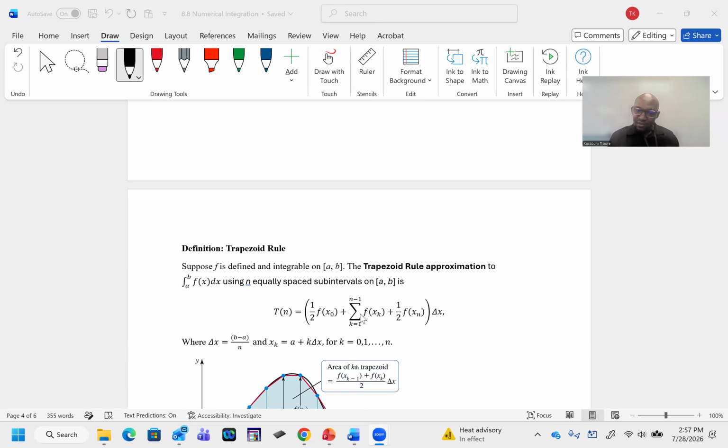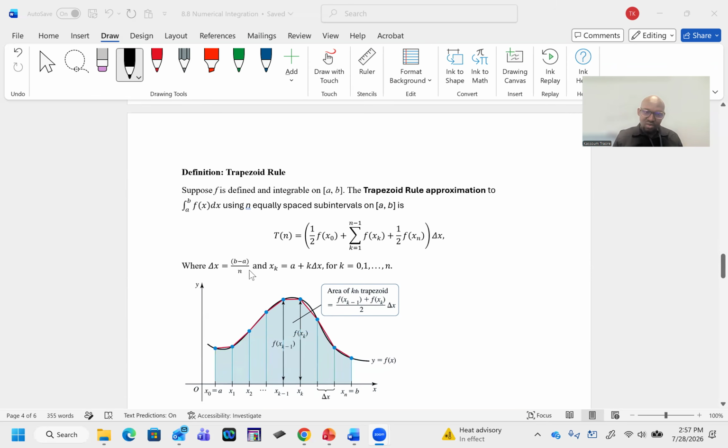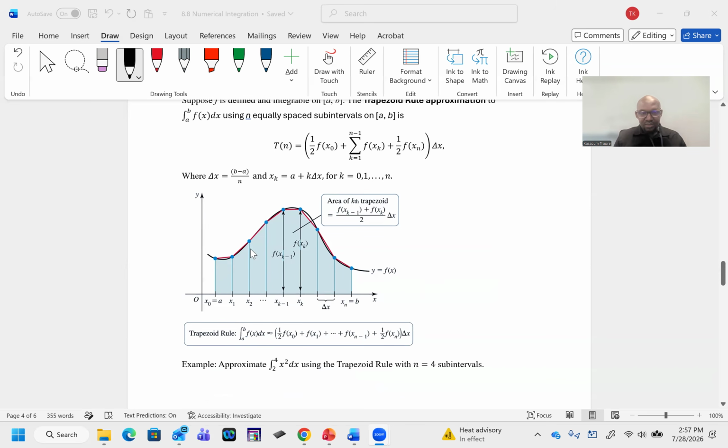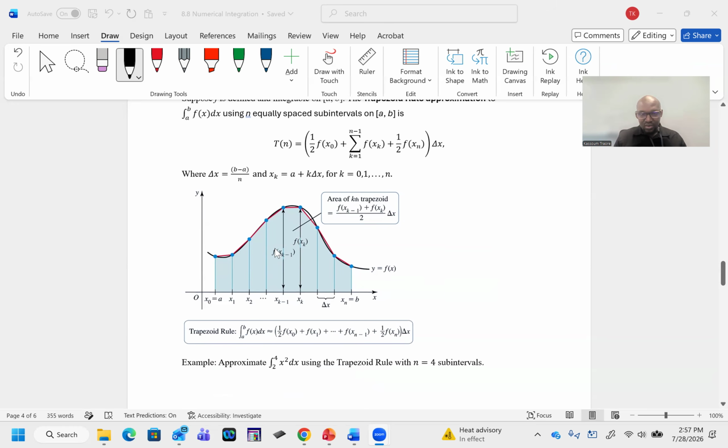Plus the sum of f of xk from k is equal to 1 to n minus 1, plus 1/2 f of xn times delta x, where my delta x is always what? B minus a divided by n, and where xk is what? A plus k delta x for k is equal to 0, 1 to n. So this is the trapezoid rule, okay?